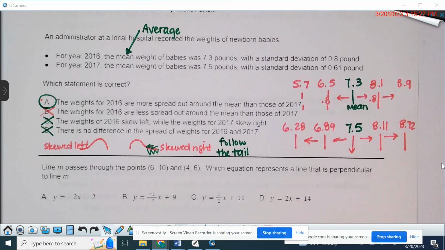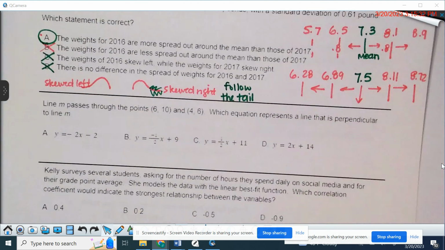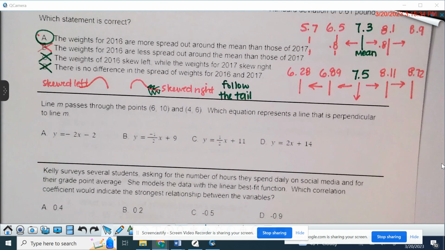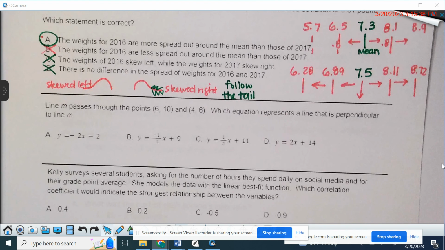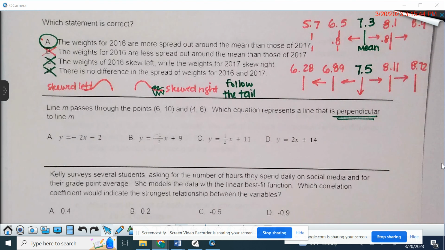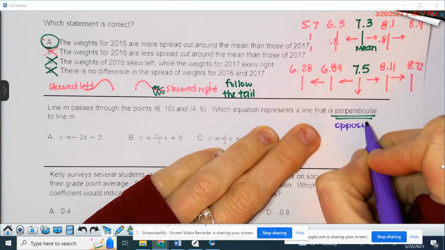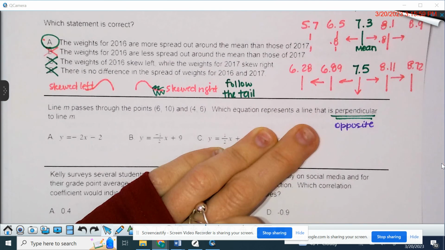So moving right along to linear questions. Line M passes through the points (6, 10) and (4, 6). Which equation represents a line perpendicular? Okay, just as a reminder, what does the word perpendicular mean? You can tell me whatever you want about perpendicular. When you see the word perpendicular, we think about opposite. What else do you think about when you see the word perpendicular? Opposite and flip. Good.